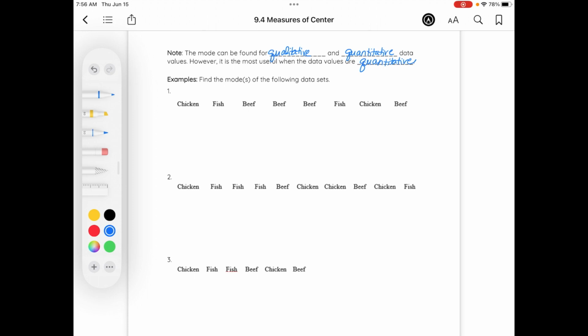Find the modes for the following data sets. So it looks like I have chicken, fish, and beef. So I'm going to just create my own little frequency chart here. So chicken, there's 1, 2. Fish, there is 1, 2. And beef is 1, 2, 3, 4. Thus, my mode is beef.